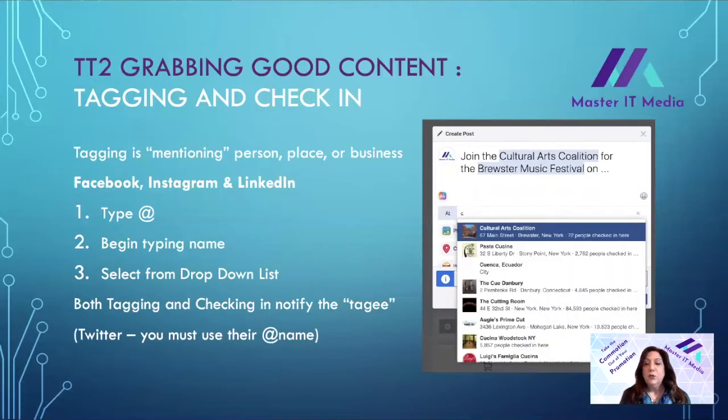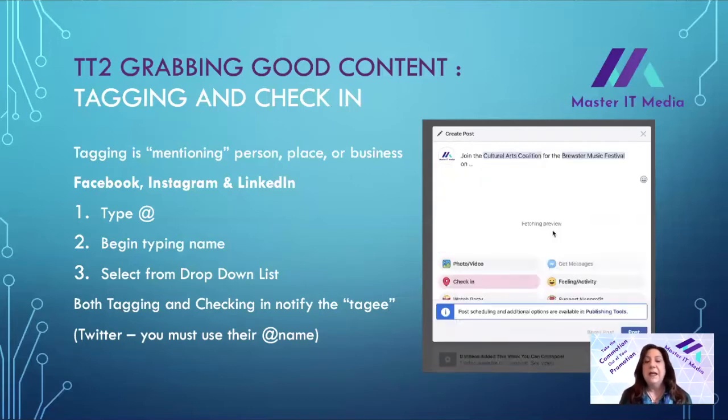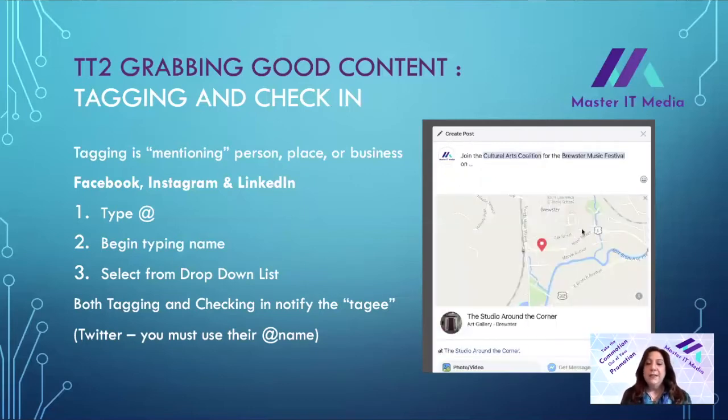So the Cultural Arts Coalition in Brewster also has a studio around the corner. So I'm getting more and more hits. And when I tag a location, the benefit of the check-in is that it's also giving a map. Now, if I had a photo attached to this, the map wouldn't show up, but they can click on the location and find it easier. So those are some great things.